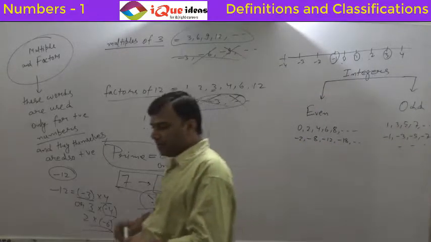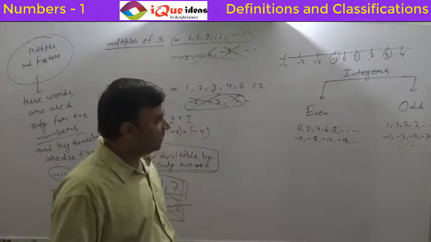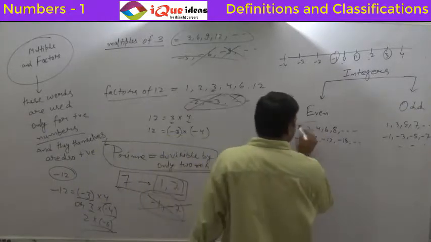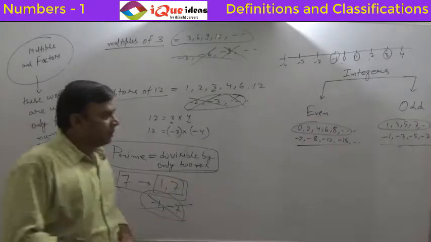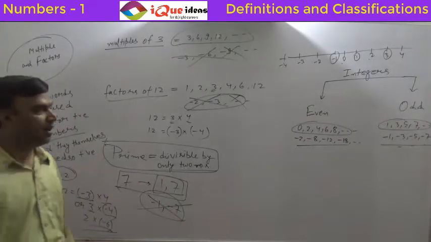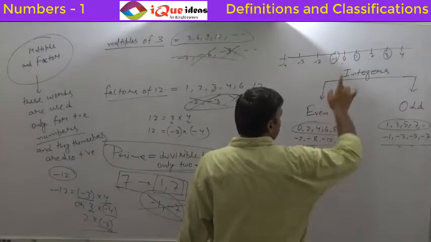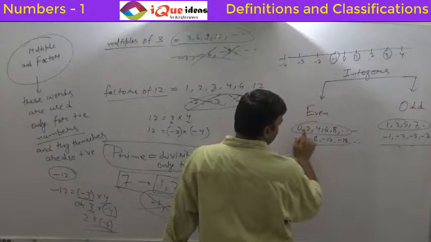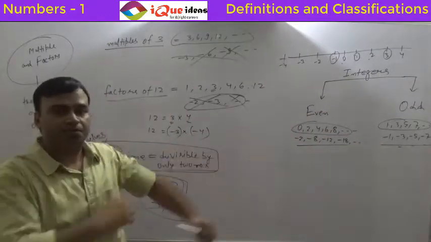What I'm trying to say here is that even numbers and odd numbers belong to both positive and negative integers. What we have studied till now in our school studies, that these are even numbers, these are odd numbers, we have always ignored negative numbers. Negative numbers are also part of even and odd numbers. If you look at this carefully, every integer is either a part of even numbers or a part of odd numbers without any exception.